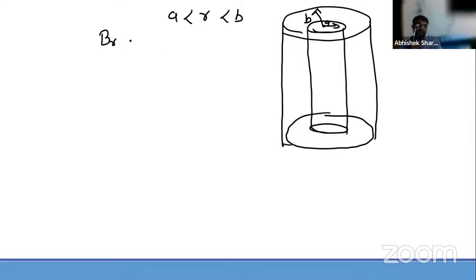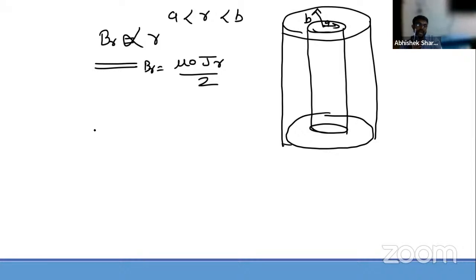If you need to find the magnetic field intensity inside, remember always, it is directly proportional to r. It is something like this: mu naught J r by 2, where J is the current density. This is for the internal portion of the coaxial wire.